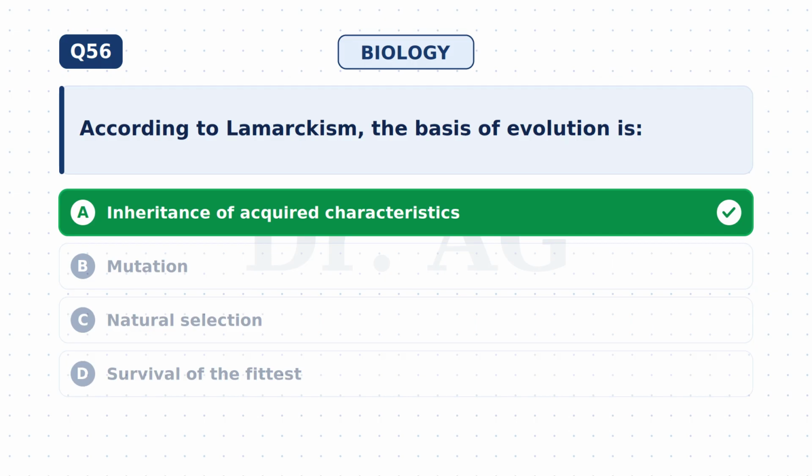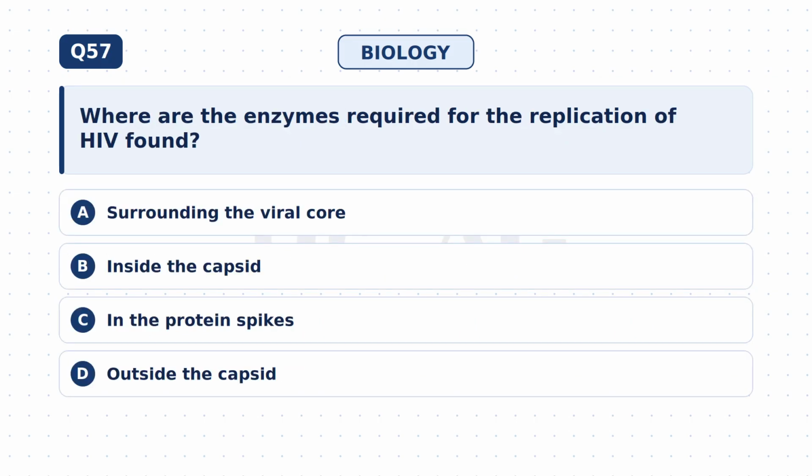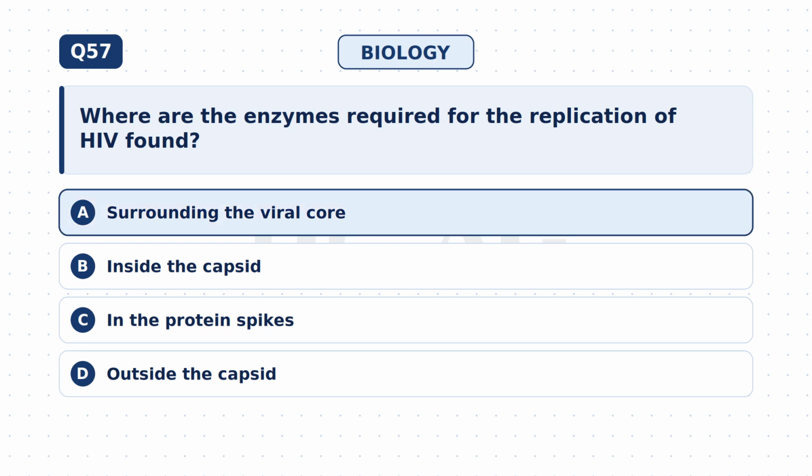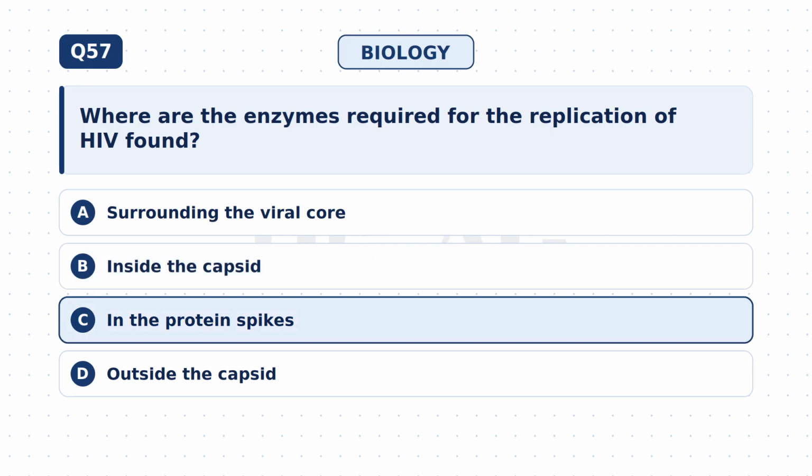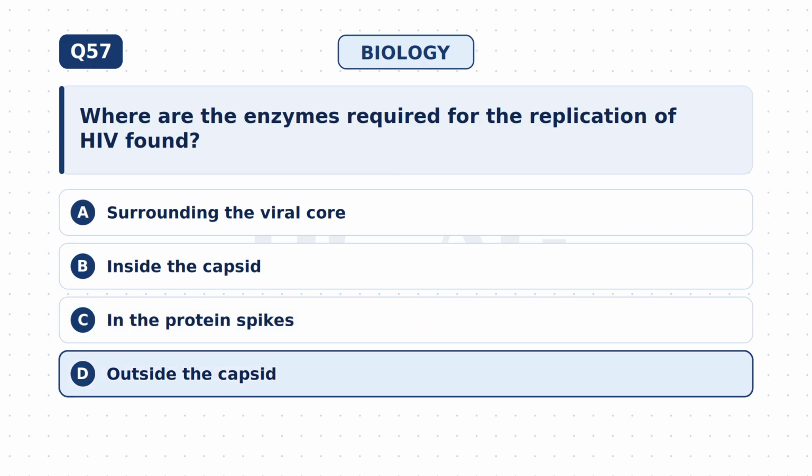The correct answer is A. Inheritance of acquired characteristics. Question 57. Where are the enzymes required for the replication of HIV found? Option A. Surrounding the viral core. Option B. Inside the capsid. Option C. In the protein spikes. Option D. Outside the capsid.